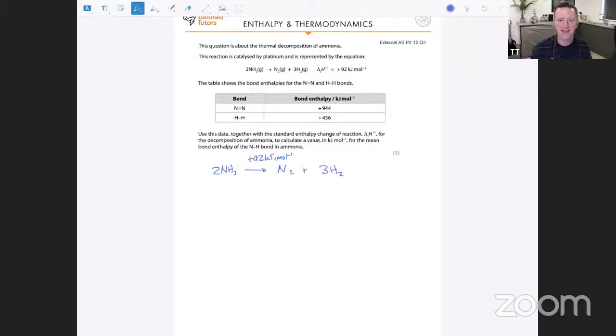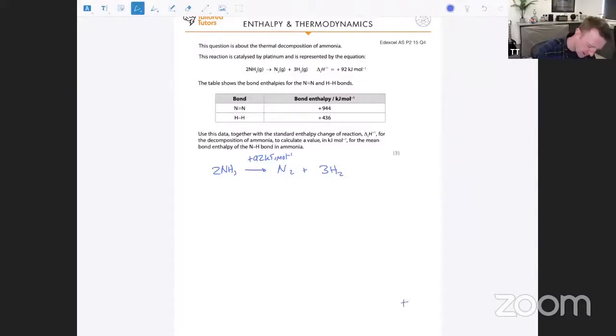Use this data together with a standard enthalpy change of reaction for the decomposition of ammonia and calculate the value in kilojoules per mole for the mean bond enthalpy of NH in ammonia. So first of all, what's going to be the sign of our answer? What does the sign have to be for our answer here? So we're looking for the mean bond enthalpy of an NH bond. Good. It's got to be positive.